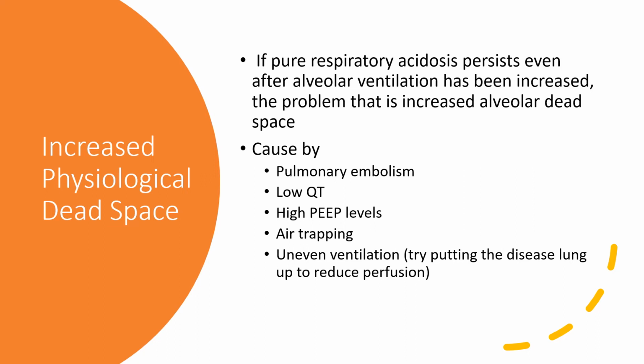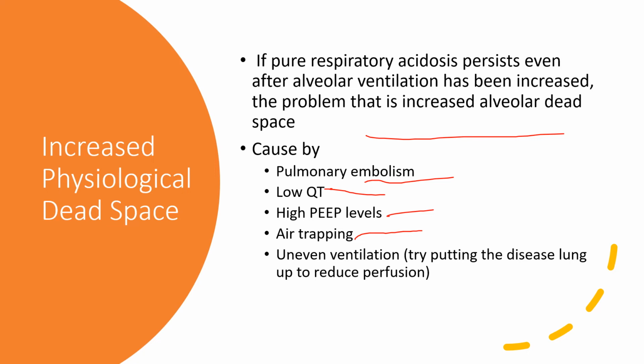But they still have the respiratory acidosis, even after you just increase their alveolar ventilation. You know that there's more alveolar ventilation, but why did their CO2 not go down? Well, it's probably because of dead space. So this could be an issue that's caused by a process like pulmonary emboli, where there's reduced blood flow, or low cardiac output, which is reduced blood flow, or high PEEP levels, which squishes the capillaries and reduces blood flow, or air trapping, which hyperexpands the alveoli and reduces capillary blood flow. Or even uneven ventilation.